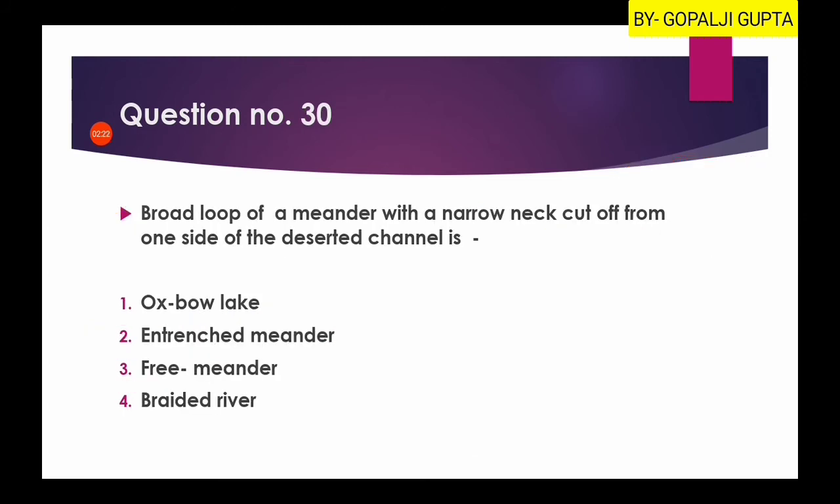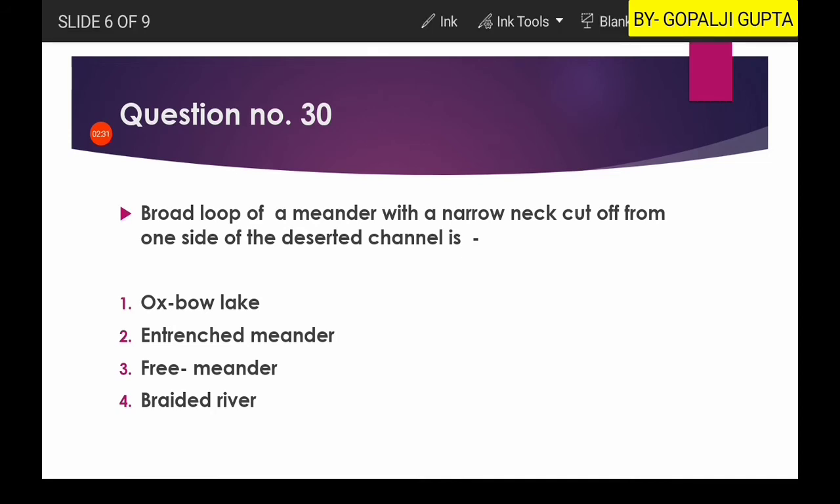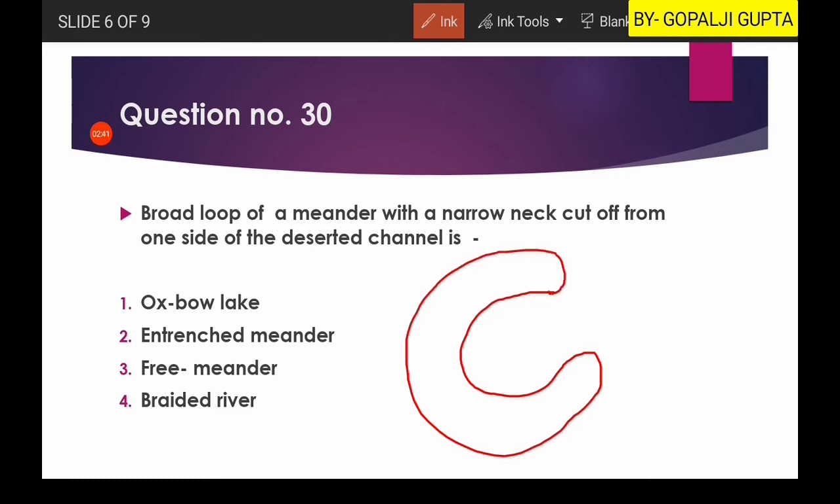Now question number 30 is, broad loop of a meander with a narrow neck which is cut off from one side of the deserted channel. Let us understand it with the diagram. This is the broad loop of a meander with a narrow neck, something like this, where you have a very narrow type of neck. And this is known as the oxbow lake.